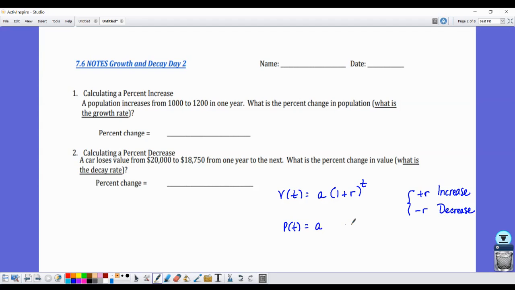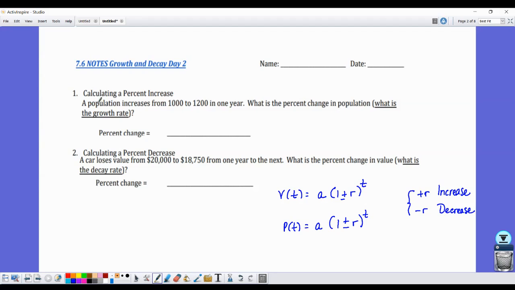And so another way we can combine those together is to call that 1 plus or minus r, raised to the t. When we say plus or minus, we really are talking about, is this growth or is this decay? So I'm just going to go ahead and add that back in there. Okay, so let's go ahead and get started with calculating r.